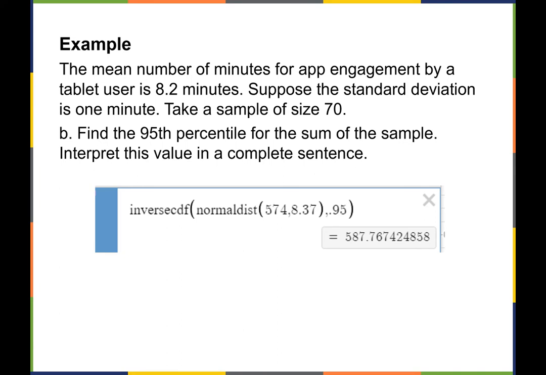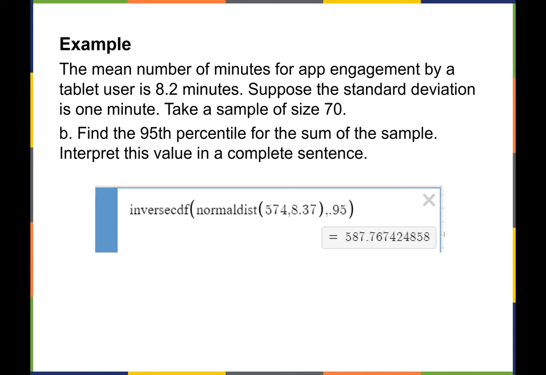All right, let's do another example using our inverse functionality on the normal distribution. So the same example, different question. A tablet user's engagement is 8.2 minutes. The standard deviation is 1 minute. Take a sample of size 70. So we still have the same mean for the sum and the same standard deviation for the sum that we had on the previous page. But now I want you to find the 95th percentile for the sum of the sample. And let's interpret this in a complete sentence.